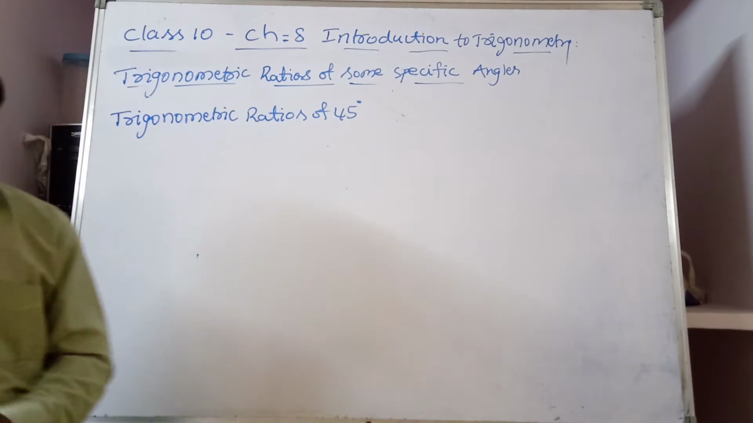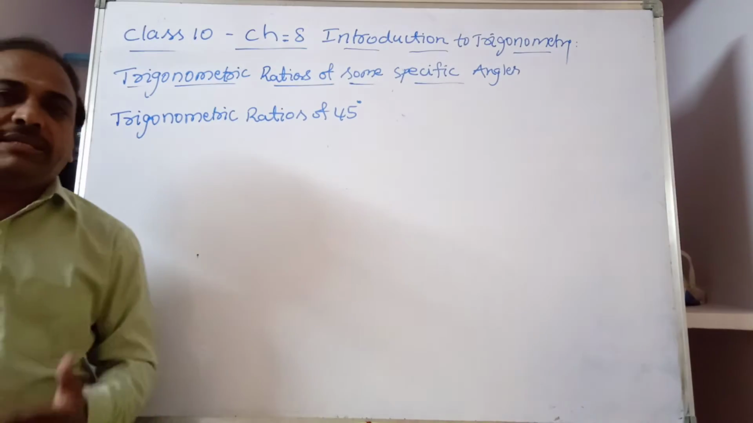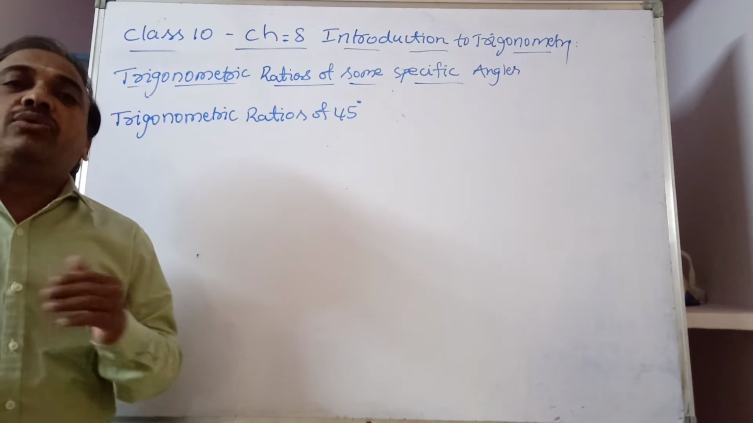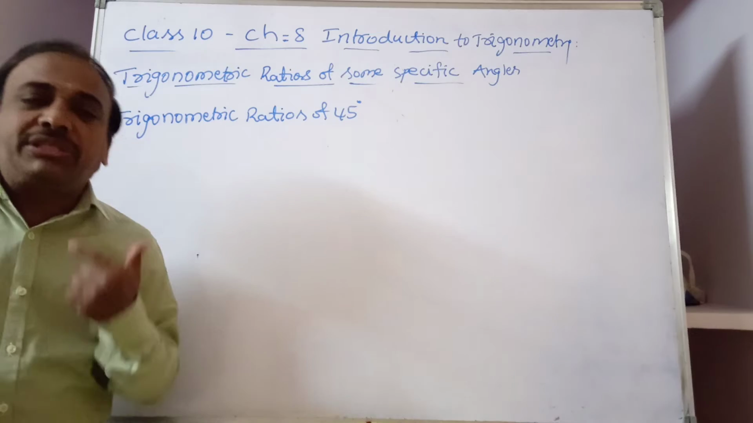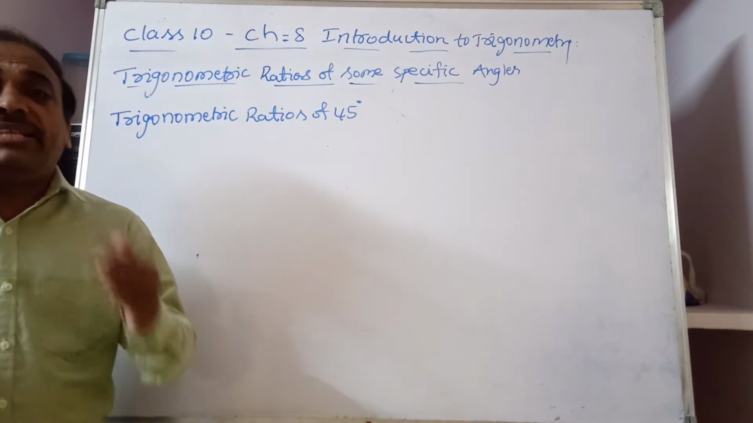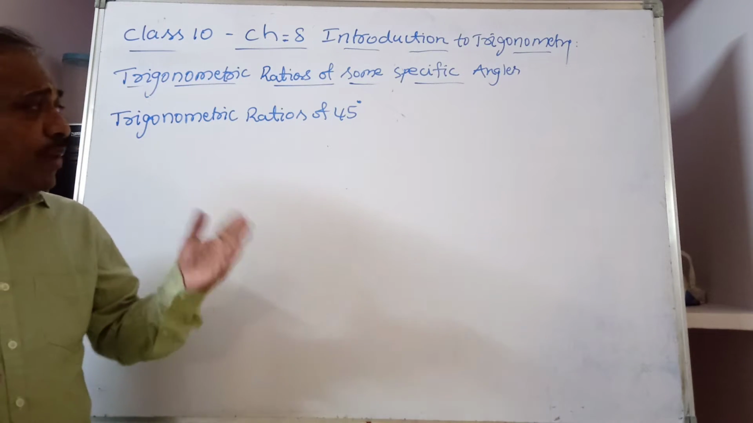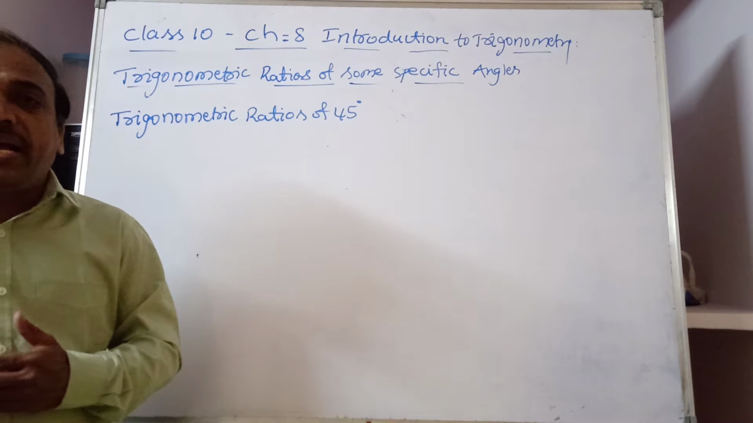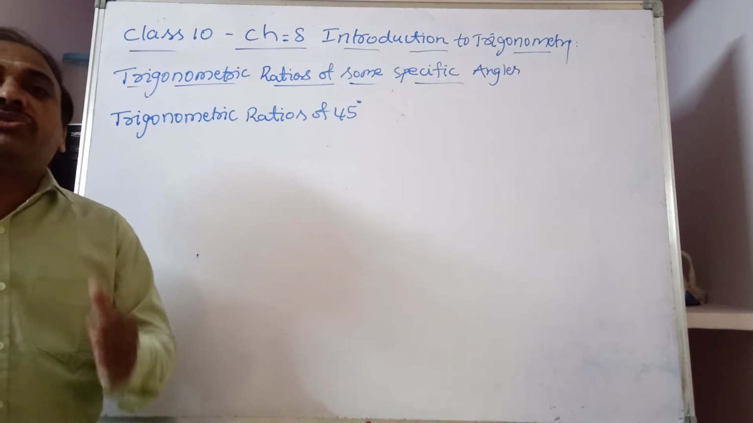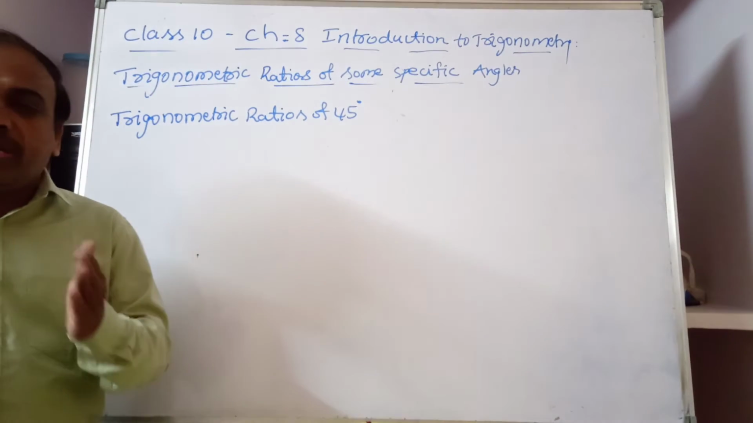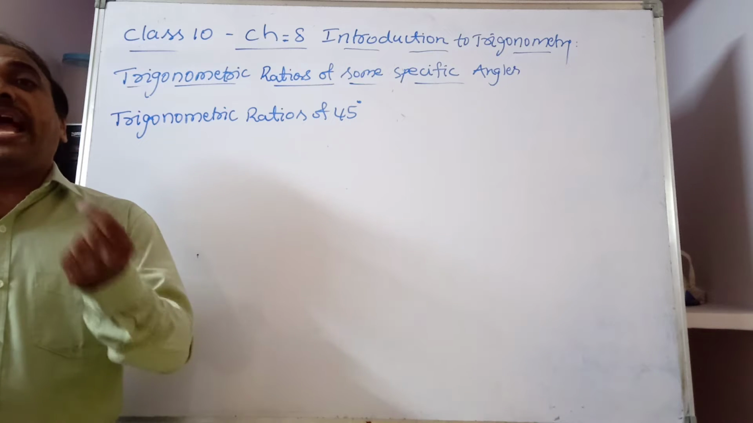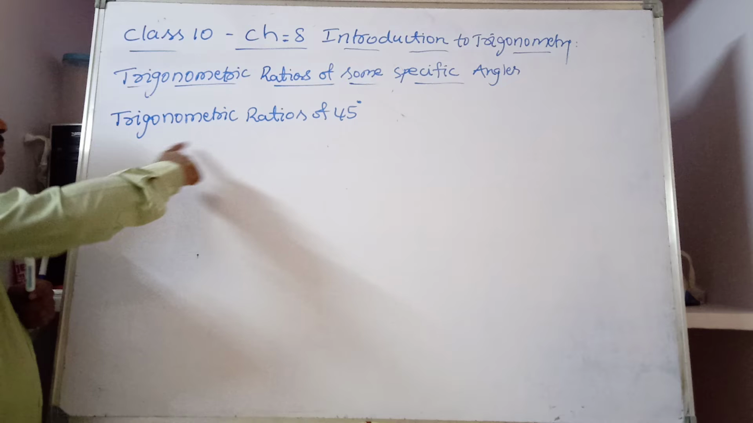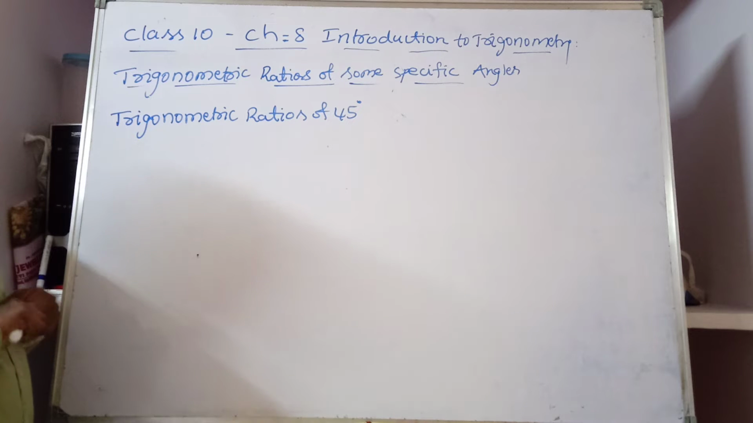In a right angle triangle, as you have learned in earlier classes, one angle is 90 degrees. The other two angles will be acute angles. It can be anything, but they are acute angles. With respect to any one of the acute angles, we have derived the ratios of trigonometry, that is sine, cos, tan. So here, trigonometric ratios of 45 degrees.